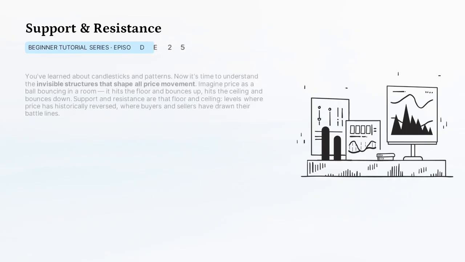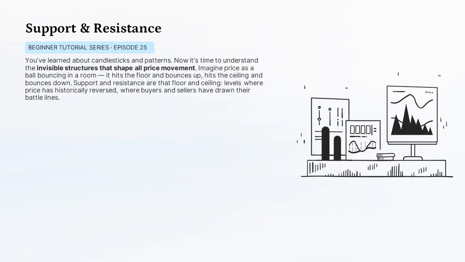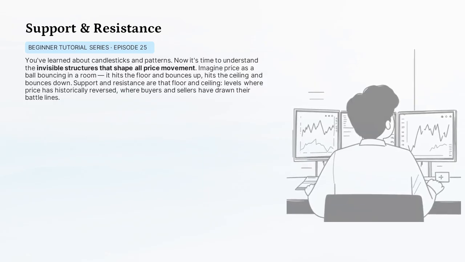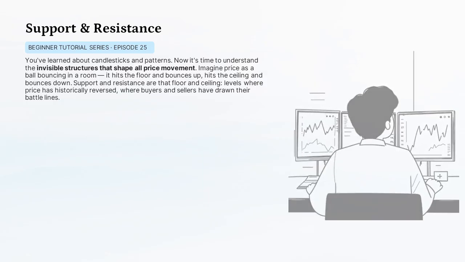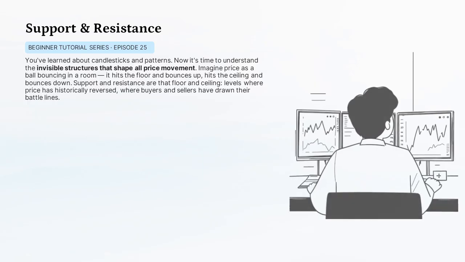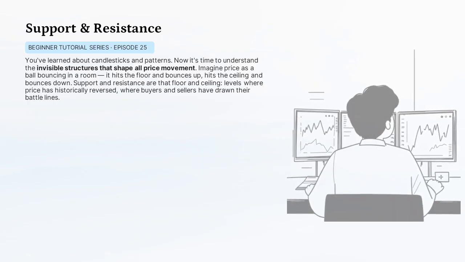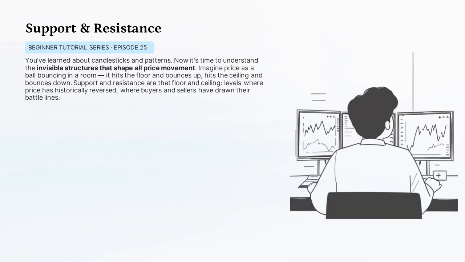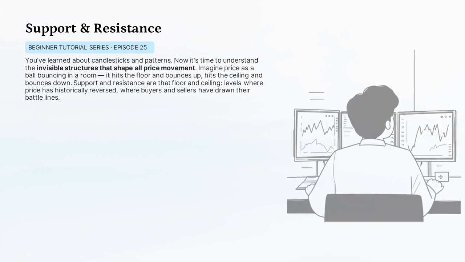Over the past several modules, you've learned about candlesticks, how to read individual candles, recognize patterns, and understand the psychology behind each formation. You now know how to look at a chart and see the story of buyers and sellers battling for control. But today, we're going to talk about something even more fundamental. Something that exists beneath the candles, shaping every movement they make. I'm talking about the invisible structures that organize price movement, support and resistance.